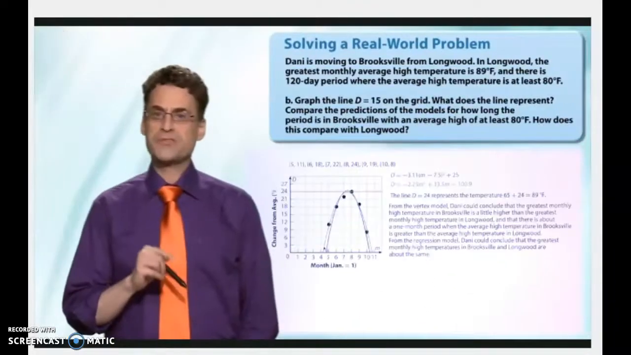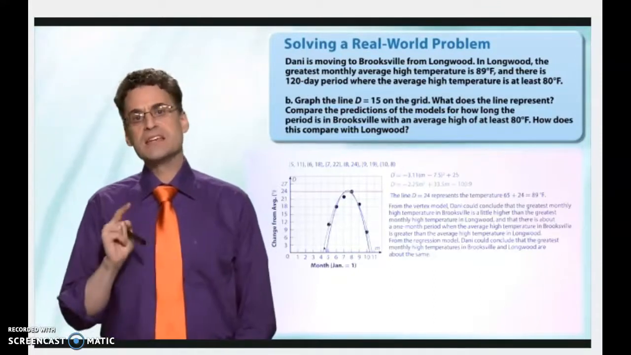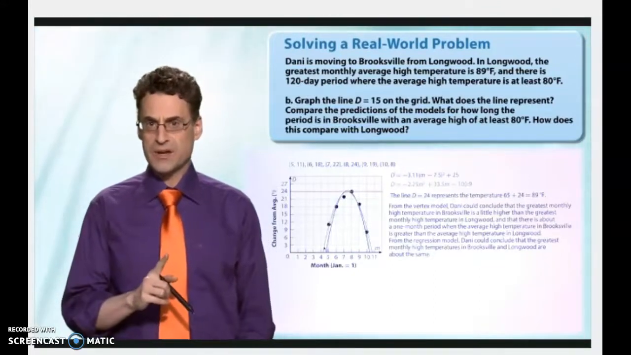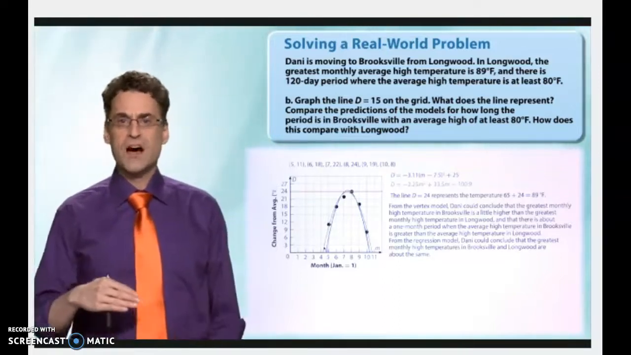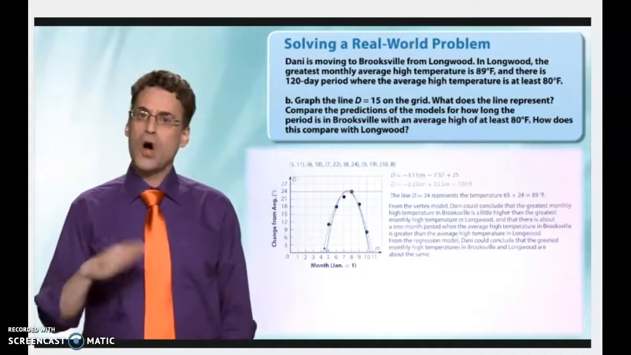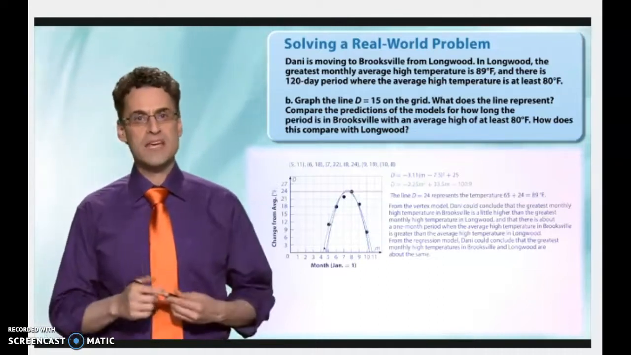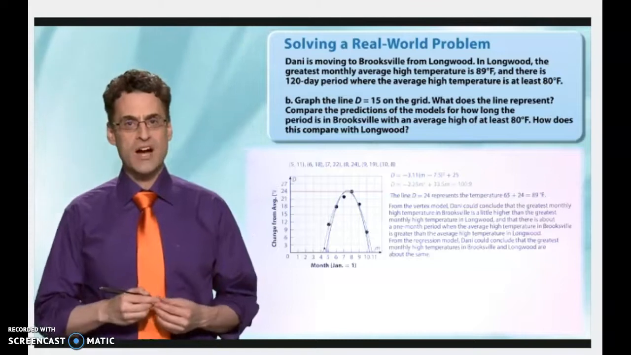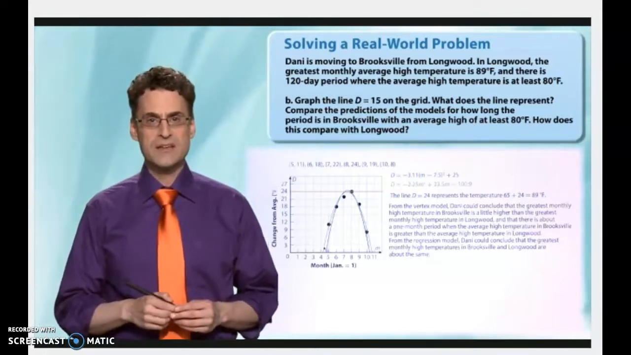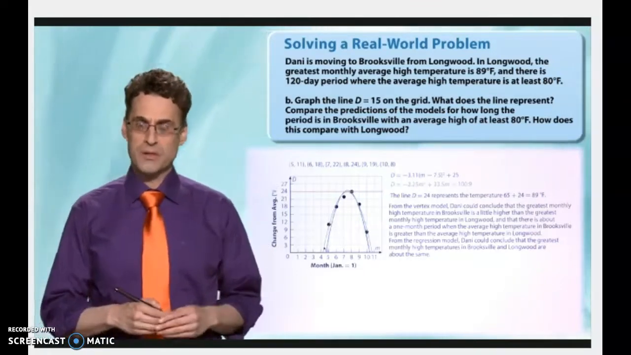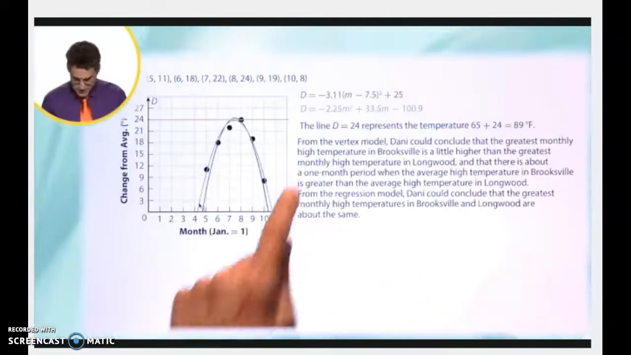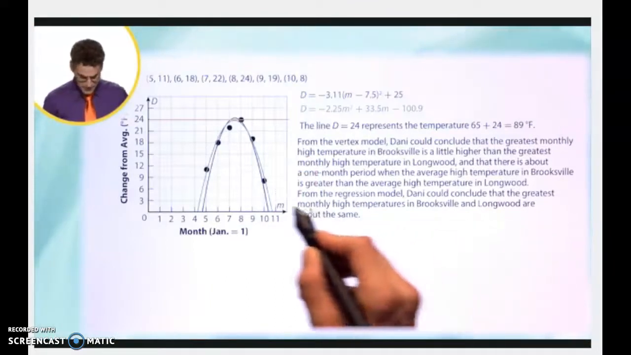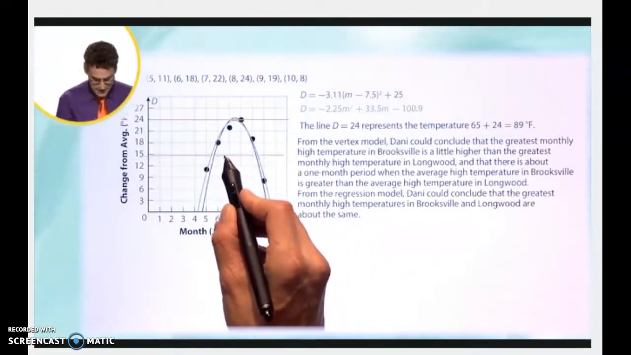So basically, that's what we conclude here. Neat. Now, here's a follow-up question. Let's graph the line D equals 15 on the grid and figure out what that line represents, and then compare the predictions of the models for how long the period is in Brooksville with an average high of at least 80 degrees, and how does that compare with Longwood? So, first let's look at the line D equals 15, which we go right across here. I hope you can see this. This is going to be a little tricky. And again, we're estimating here.